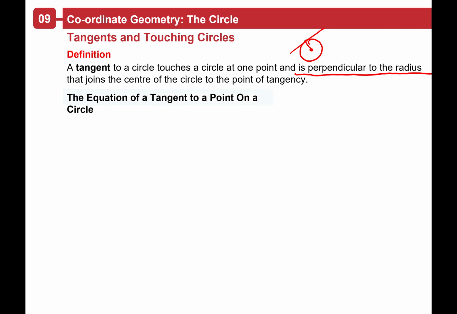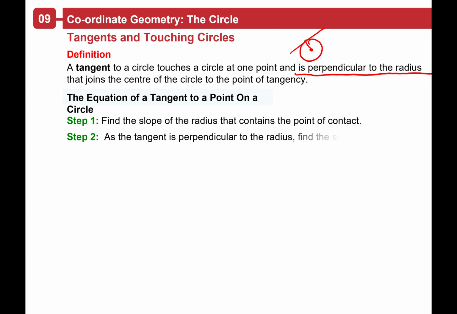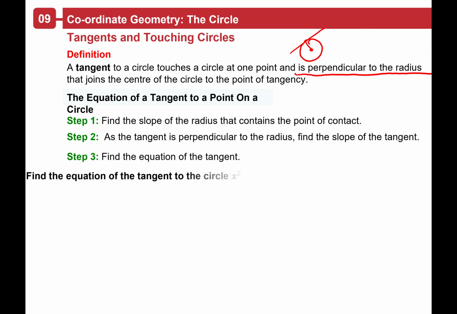Okay, so first off, we're going to look at how we can find the equation of a tangent to a point on a circle. Step one, we will need to find the slope of the radius that contains the point of contact. Step two, as the tangent is perpendicular to the radius, we can then find the slope of the tangent. And step three, find the equation of the tangent from this. Okay, so I'll keep these steps up. Let's look at an example.